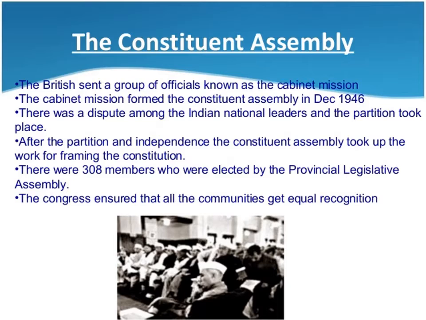There were members who were elected by the Provincial Legislative Assemblies, and Congress ensured that all communities got equal recognition in the Constituent Assembly.